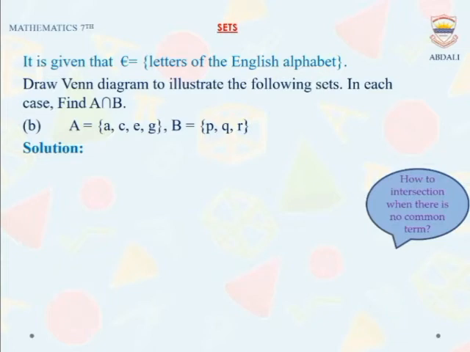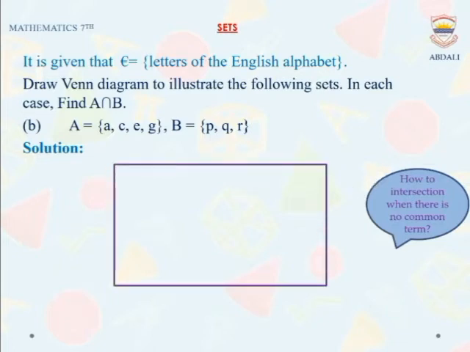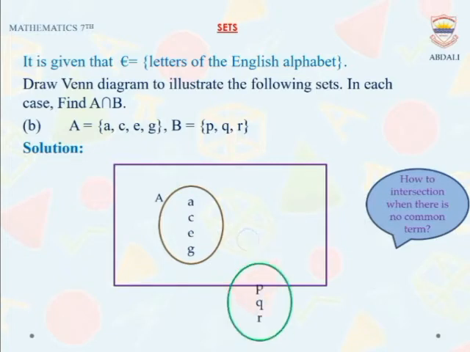So, let's start by doing the Venn diagram. We will draw our universal set and we will draw our set A and we'll write all its elements A, C, E, G, and we will name our set as set A, and after that we will draw set B.